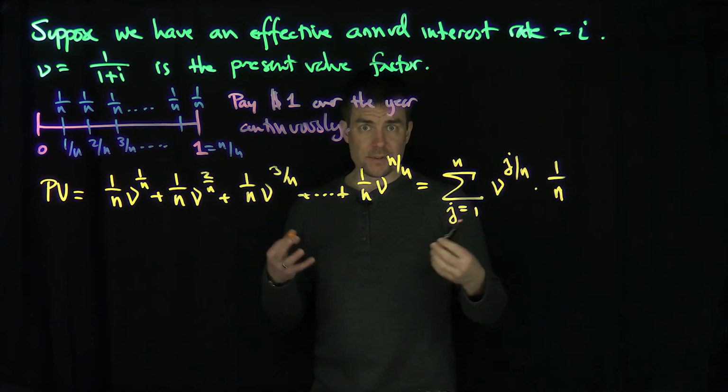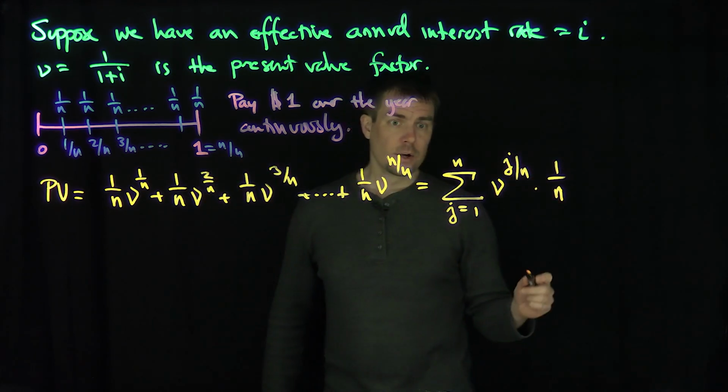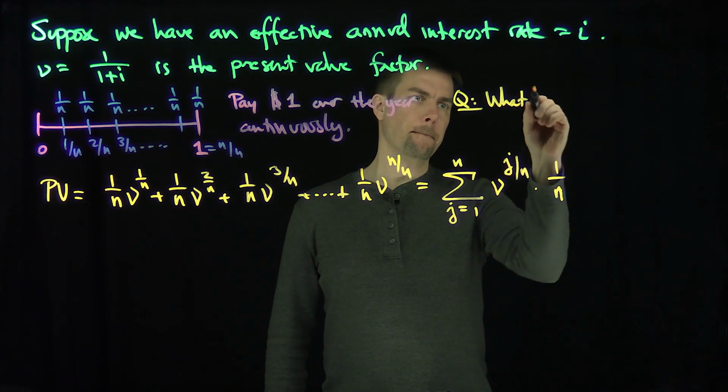And I'd like to figure out what happens as n goes to infinity. That means the payments are going to be compressed down to an instant, right? So our question: what happens as n goes to infinity?